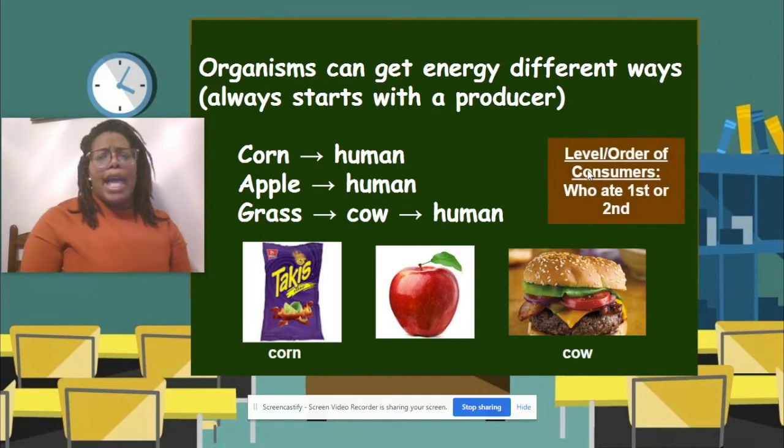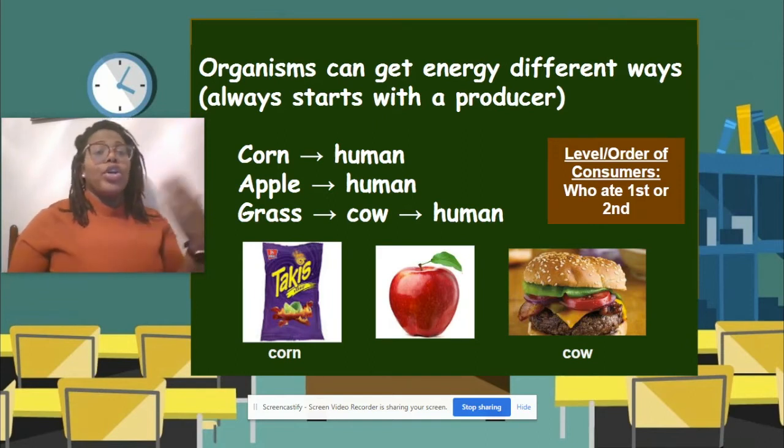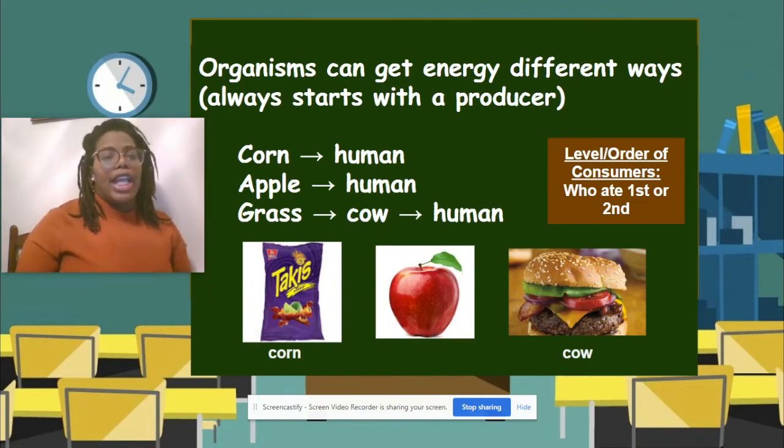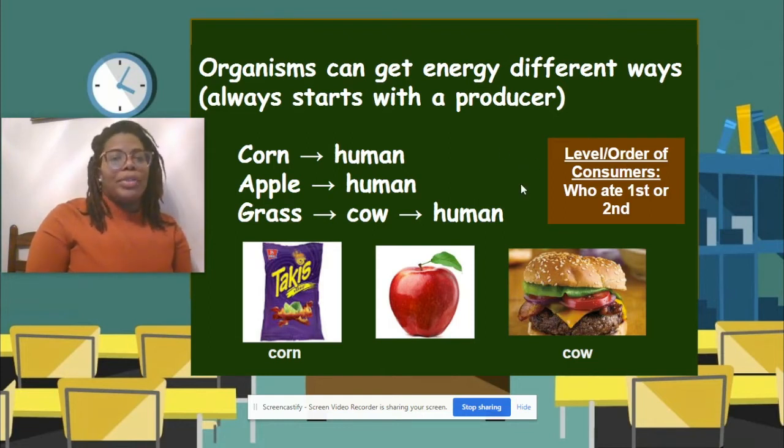When we want to look at the order in which an organism ate, we will use something called the level or order of consumers. And this will tell us who ate first or who ate second in a food chain. So in the first 2 food chains here, you know that the corn and the apple didn't eat anything. You can't eat the sun. But the human was the first to eat in each of these food chains. So we would call this human a first level or a first order consumer.